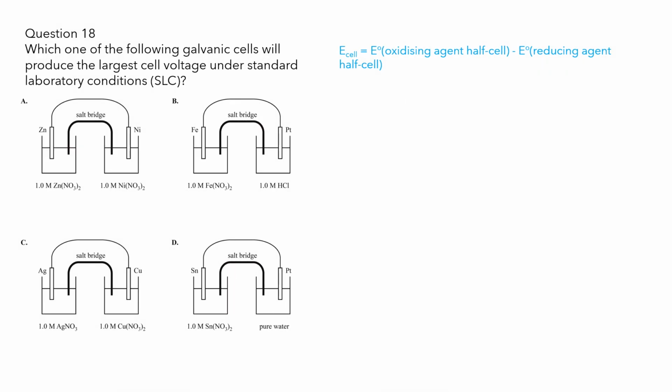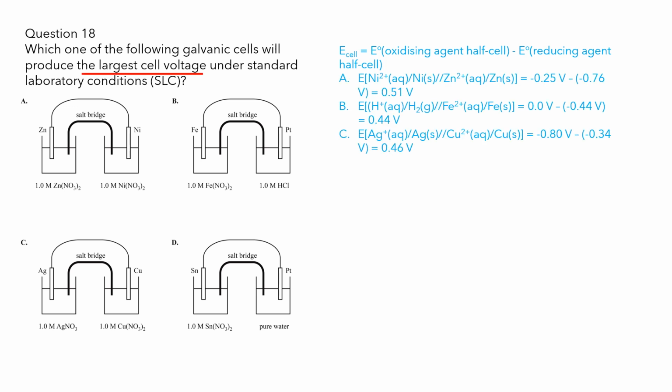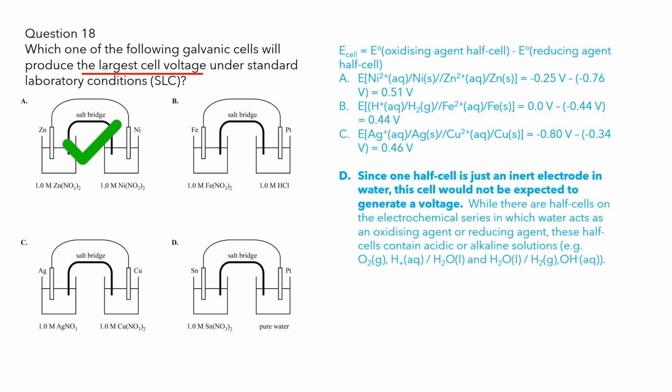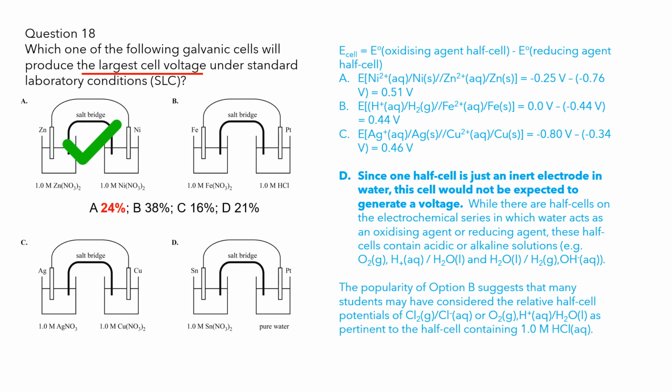Ask which cells produce the largest voltage. We calculate the different voltages between half reactions and compare them. We find that the Zn cell produces the largest voltage. Cell D does not generate a voltage because Pt is an inert electrode.